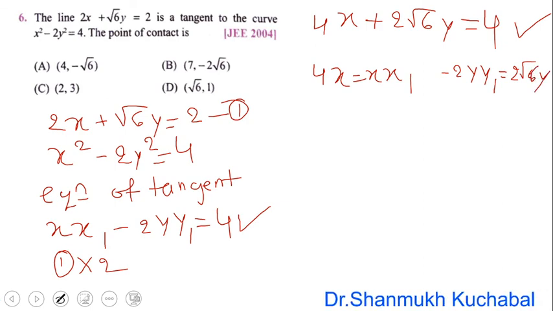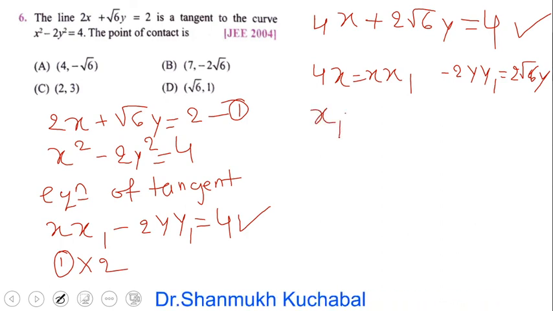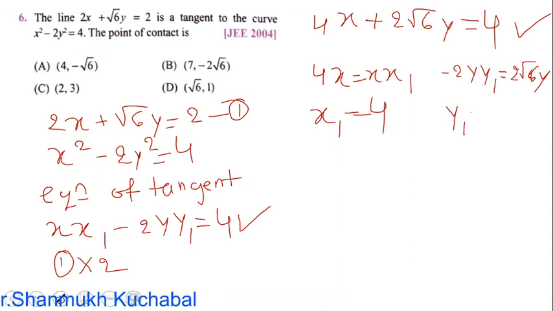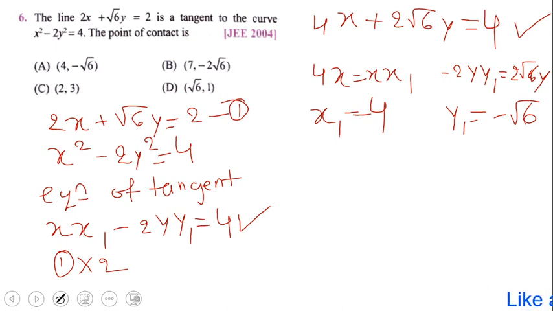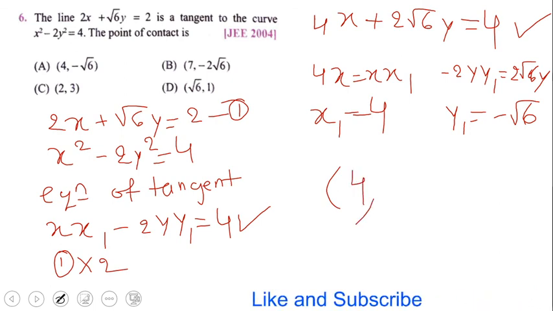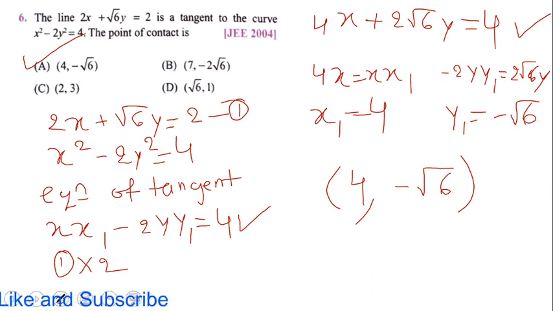Further we equate the coefficients. So x1 we get as 4 and y1 we get as minus root 6. Therefore this is the point of contact here, with the x coordinate first and the y coordinate second, which is minus root 6. This option is there in option A. Therefore option A is the right answer.